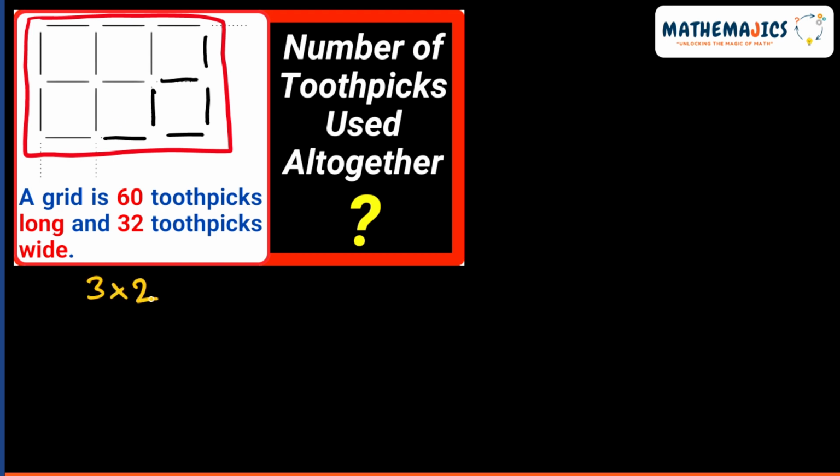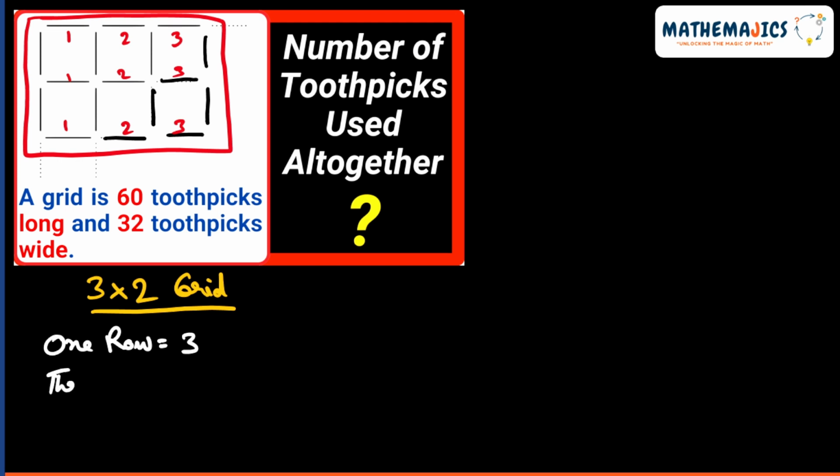In this 3 by 2 grid, please see how many toothpicks are there in one row. So let's count: 1, 2, and 3. There are 3 in one row. And how many such rows are there? There are 3 such rows. Correct. So let's write it down. In one row, we have 3 toothpicks and we have 3 such rows. So how many toothpicks? 3 times 3.